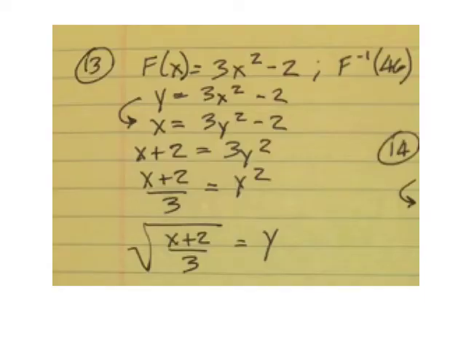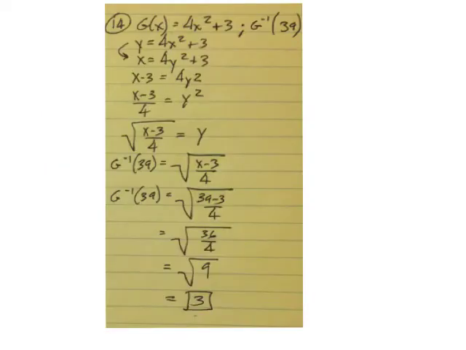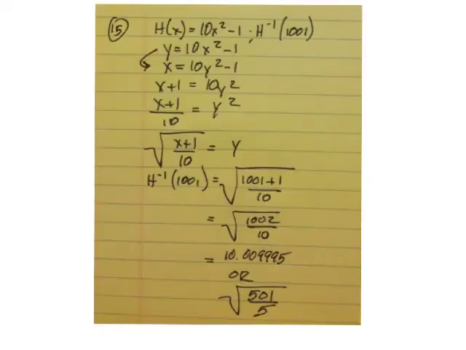Number 13 should be, and the answer is cut off on this, I can't even see it. Answer is 4. On number 14, the answer is 3. And 15, you could have 10.009995 or the square root of 501 over 5.